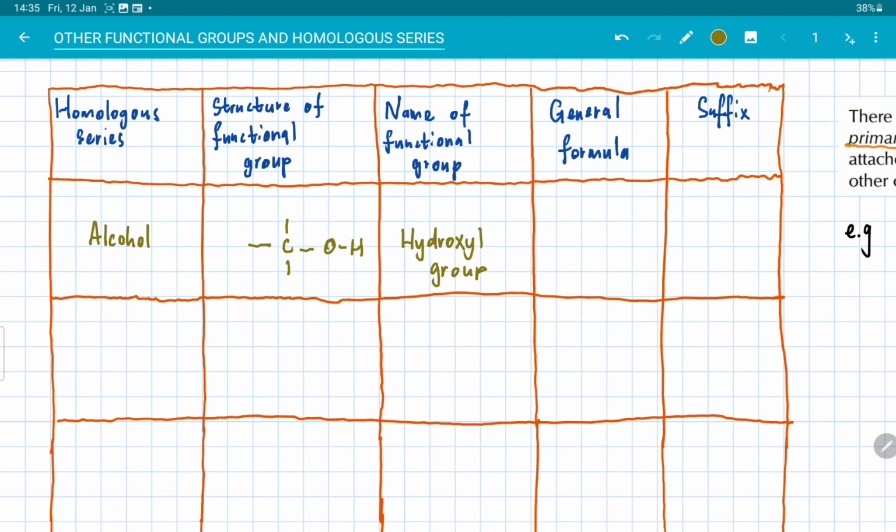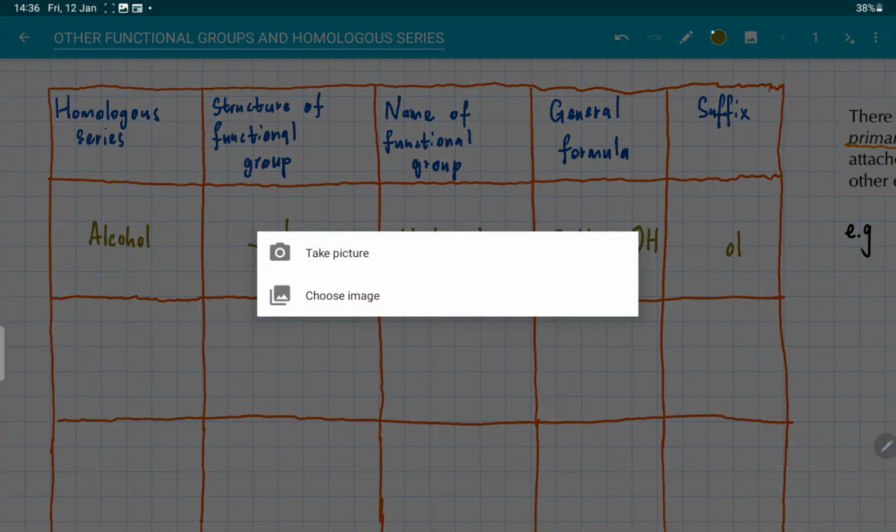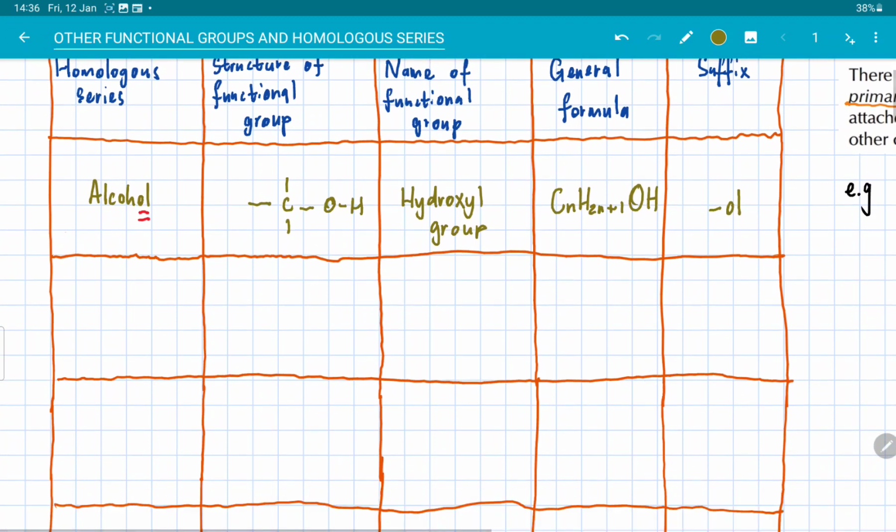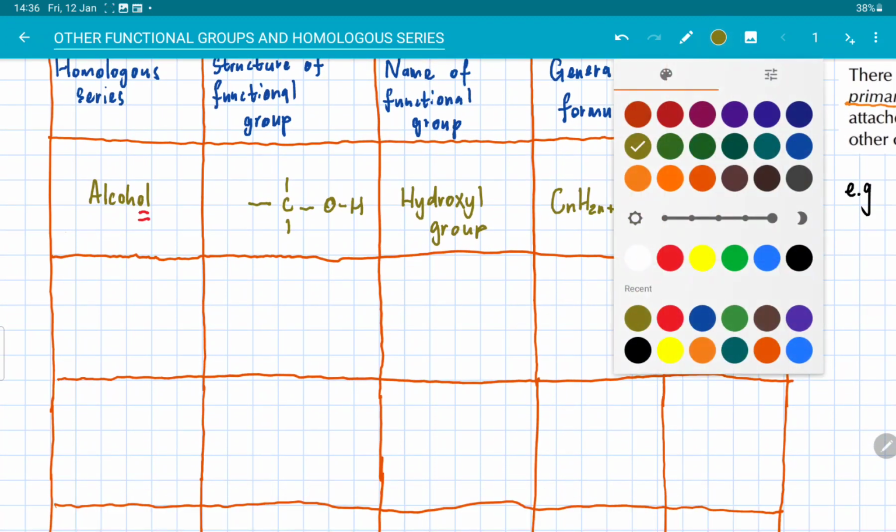The general formula of alcohols is CnH2n+1OH. That's the general formula of alcohols. Then the suffix, when we name them: what do we end with? We end with -ol, from the word alcohol. So -ol is what the name ends with.